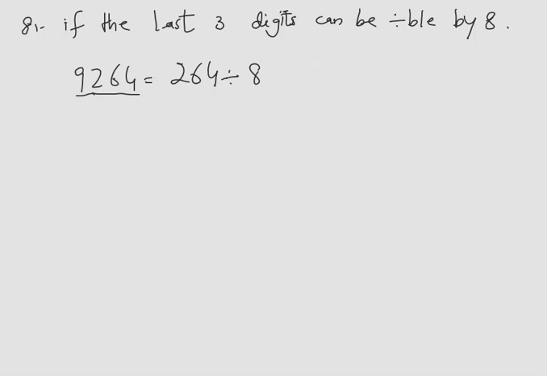Okay, the rule for 9 is, if the sum of its digits is divisible by 9.